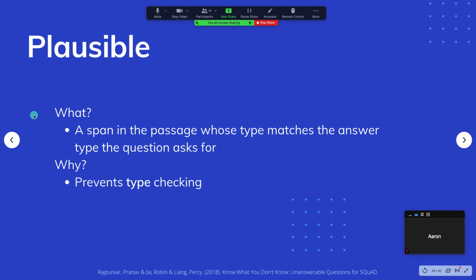So plausible. Now we're going to talk about type checking. When you think about types, every question has a type, and that type is based on the return type of the answer. For example, how tall was he? You're looking for a height back. If you ask what do you want for dinner, you're looking for a food back, a meal back. So questions have answer types.